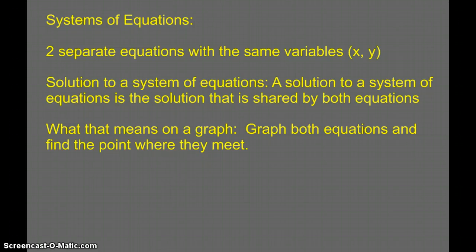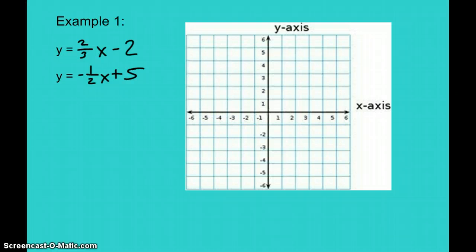So the point where they intersect, or the point that's on both lines, would be the shared solution to both. So that would be our solution point. So that's how we're going to solve systems today. We're going to solve systems of equations by graphing. So let's look at our first example.